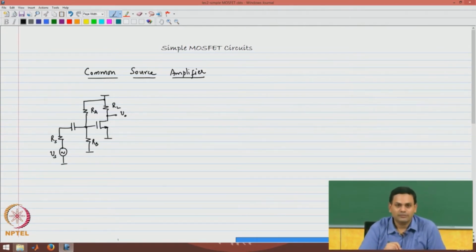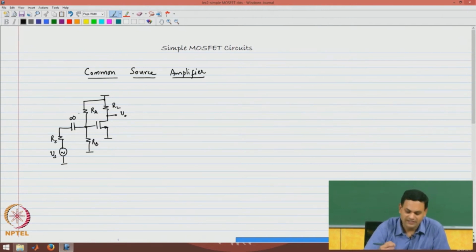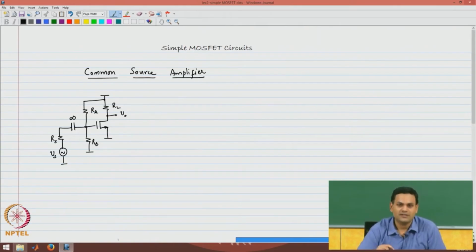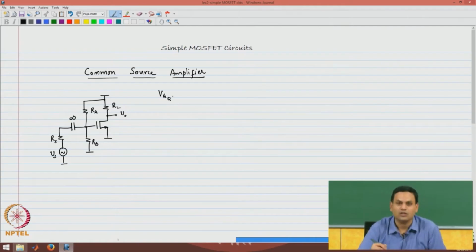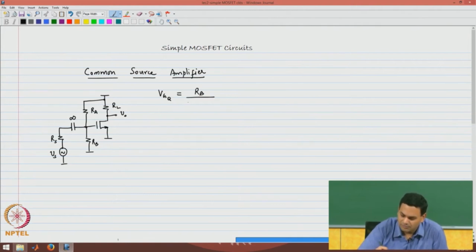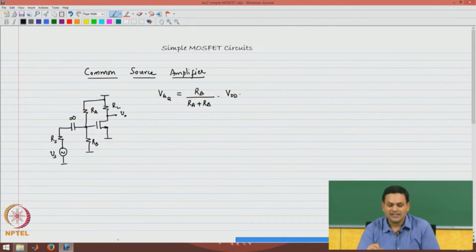Now, at the gate port, the DC and AC signals are separated using a very large capacitor. I will show it as an infinite capacitor, but it is usually a very large capacitor. And before we draw the small signal, let us do the DC circuit analysis first. The capacitor is an open circuit, and therefore, the voltage at the gate, which I will represent as VGQ, representing the quiescent gate voltage, is nothing but RB by RA plus RB times VDD. As you can see, in this version of the circuit, we are generating the gate voltage from the supply voltage itself.